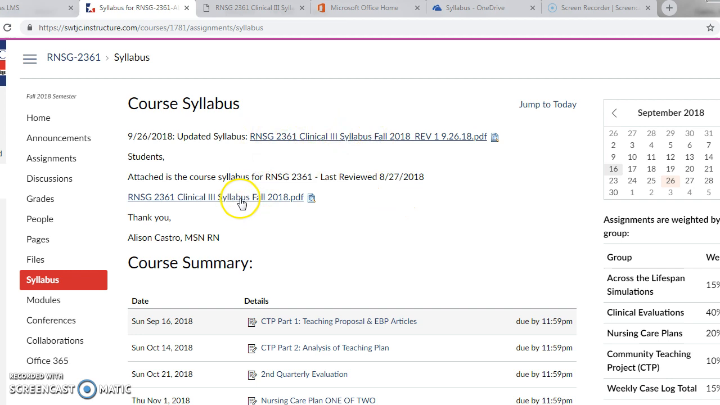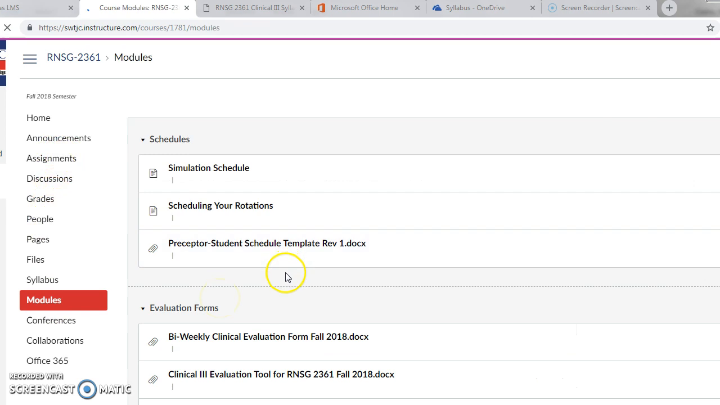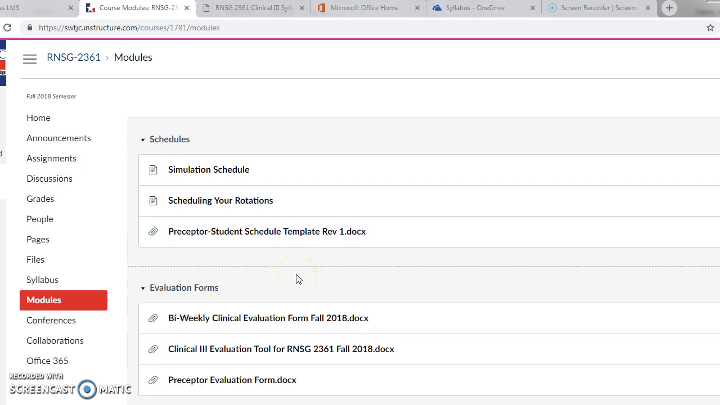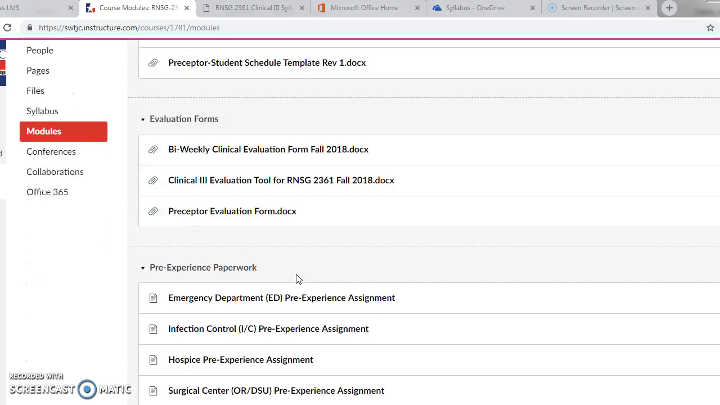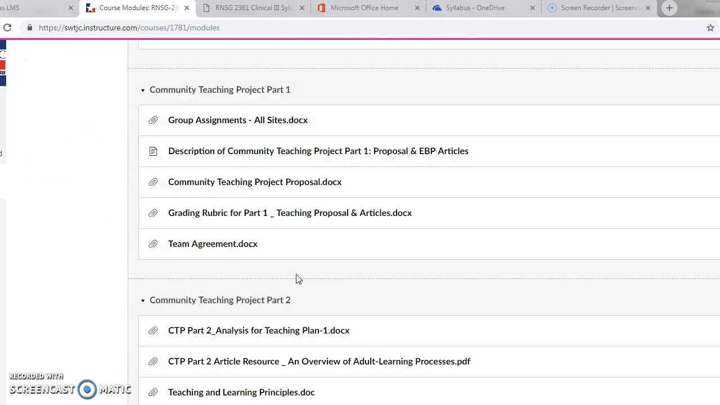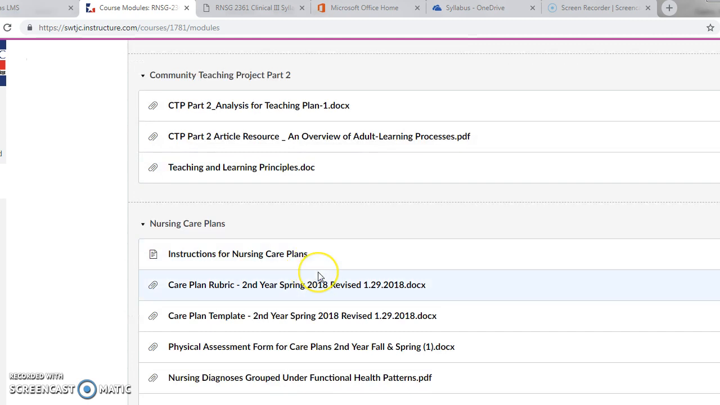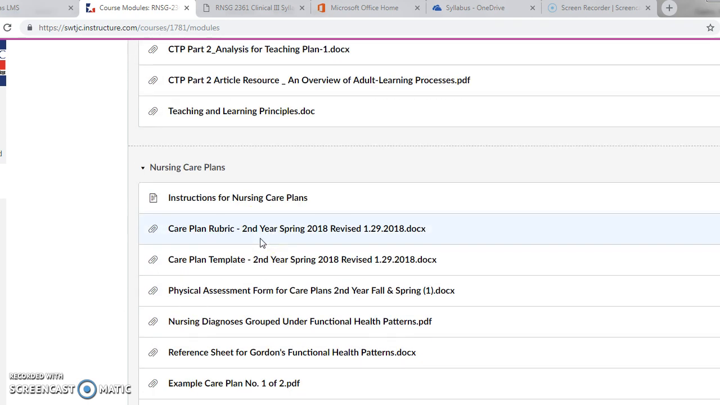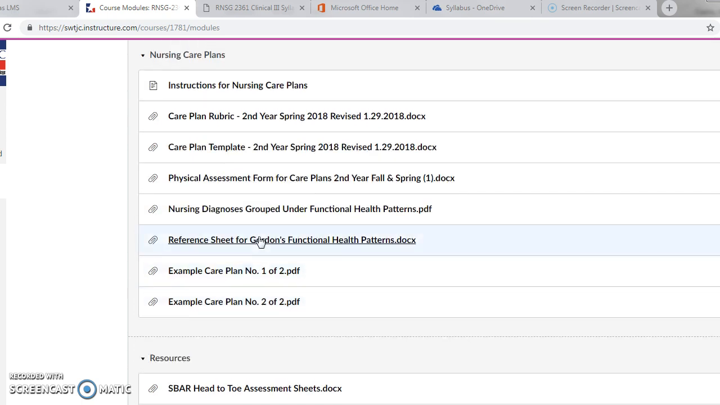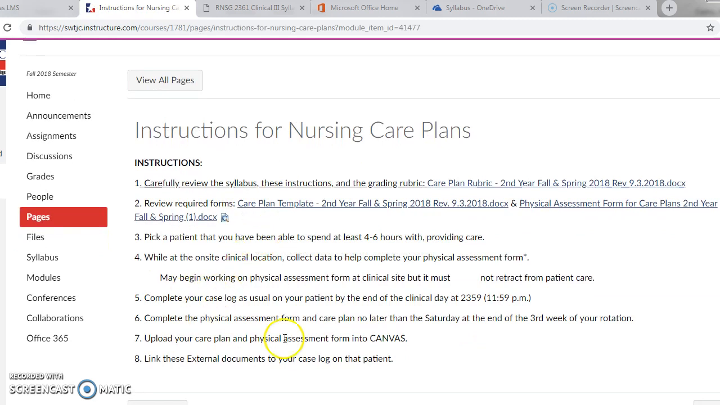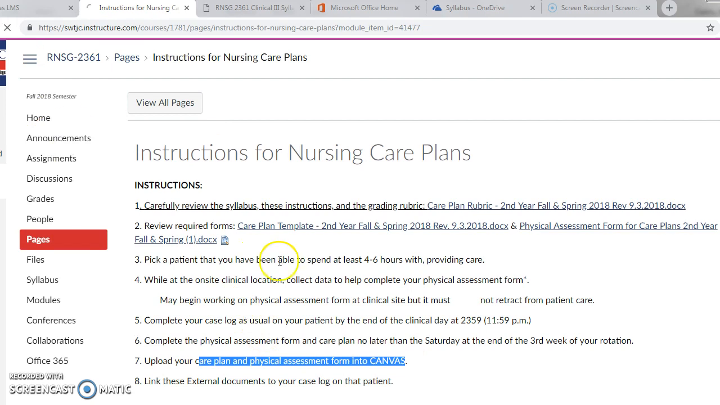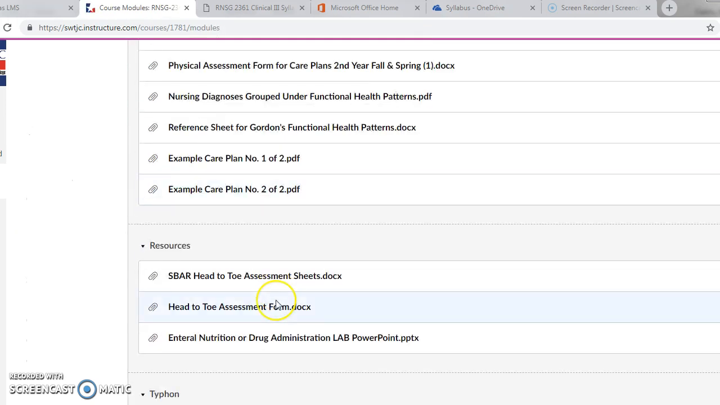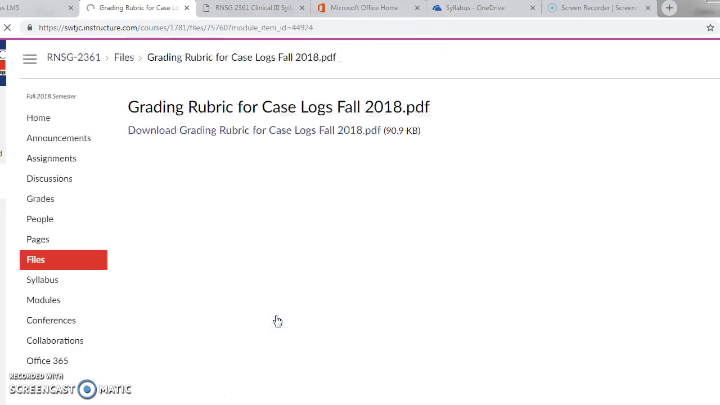So I left the syllabi up there so you can compare the two. And then under modules, I updated some stuff. Your nursing care plans: under the instructions, I updated where you will upload them, so that gets uploaded into Canvas. And then I updated your grading rubrics.